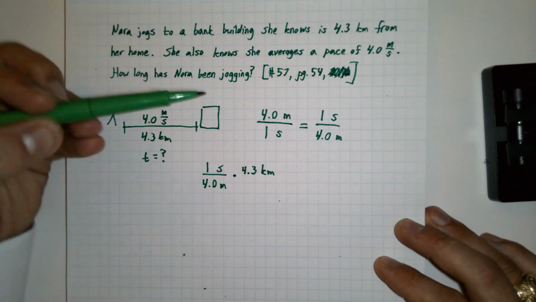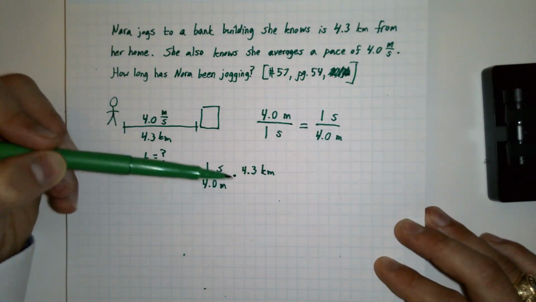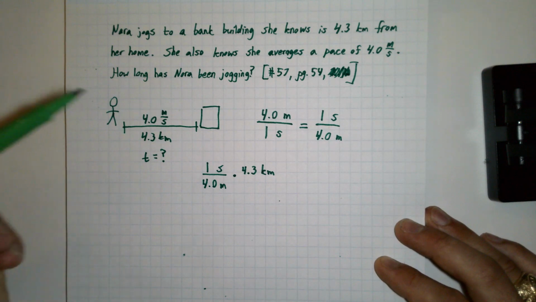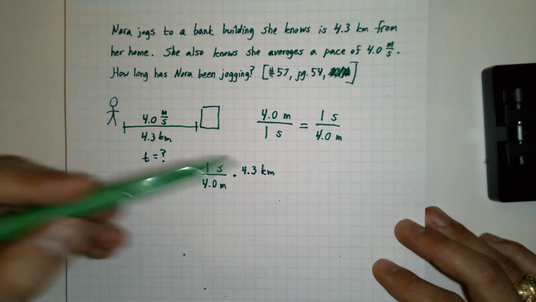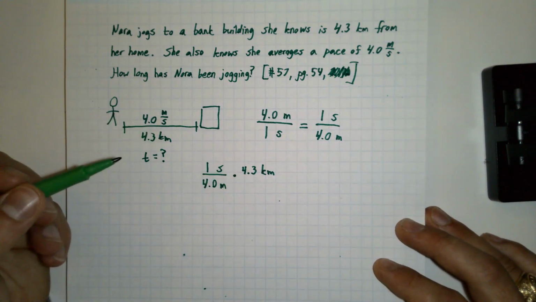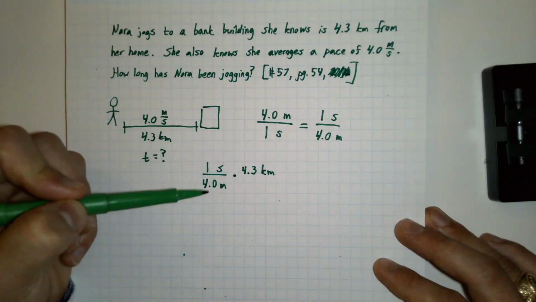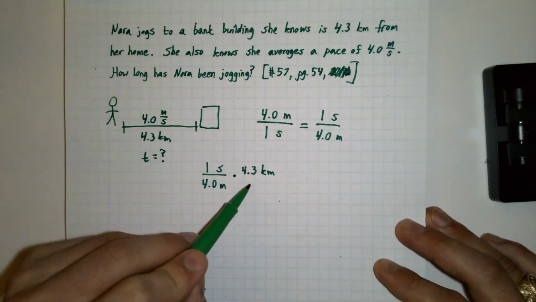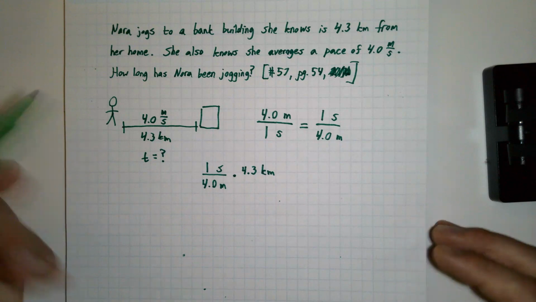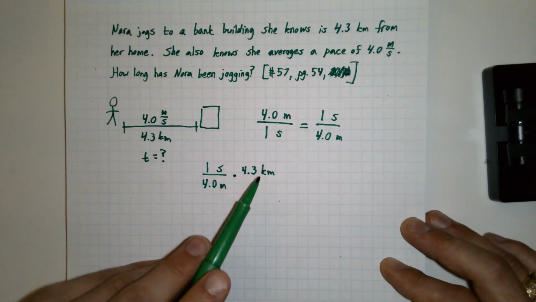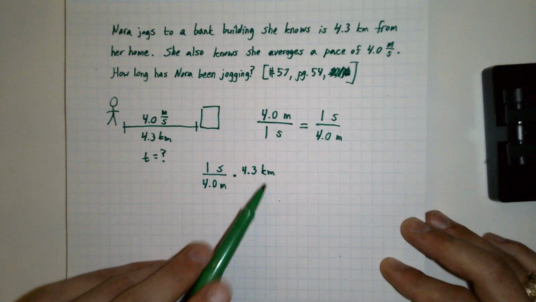Now there's a problem here, however. Though I can cancel the units, I can only do so if they're the same unit. Right now I have kilometers and I have meters. So I need to convert these kilometers into meters. Or I can convert these meters here into kilometers, but I'm going to convert these kilometers into meters.